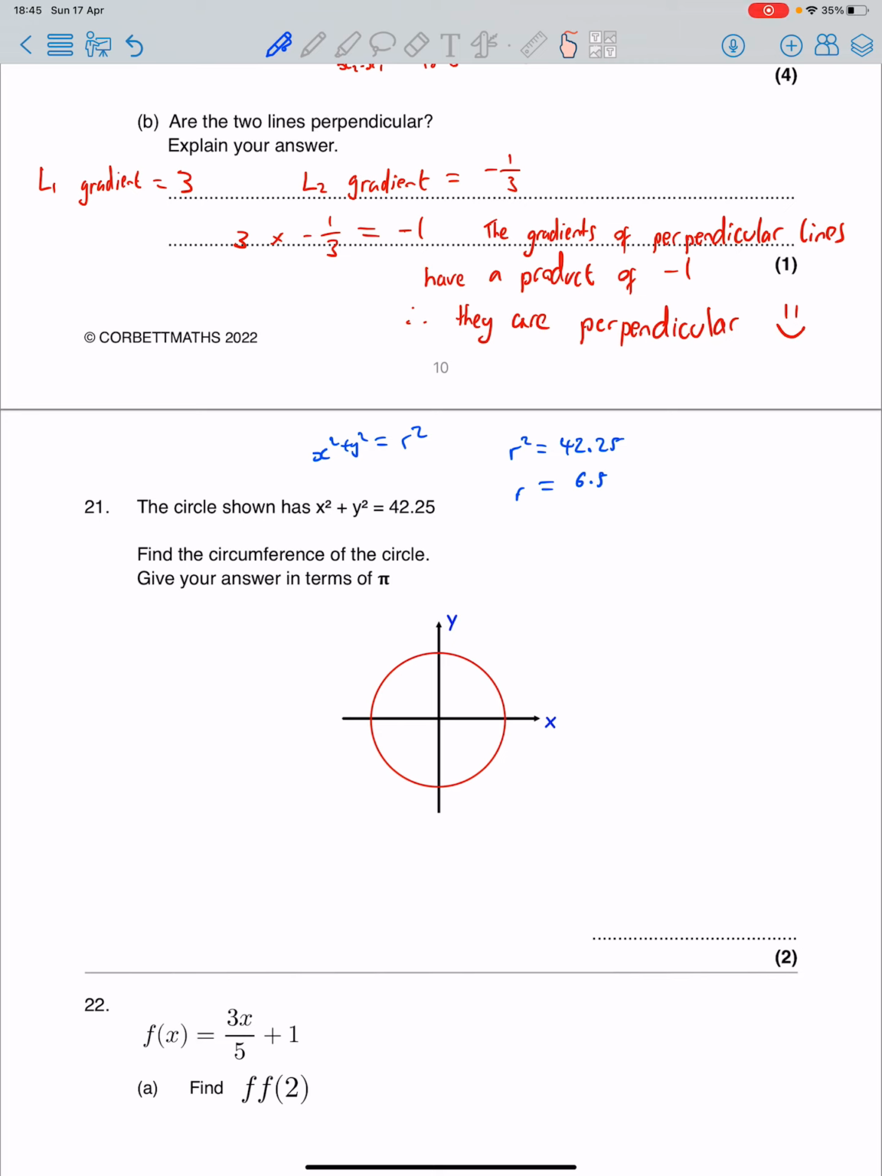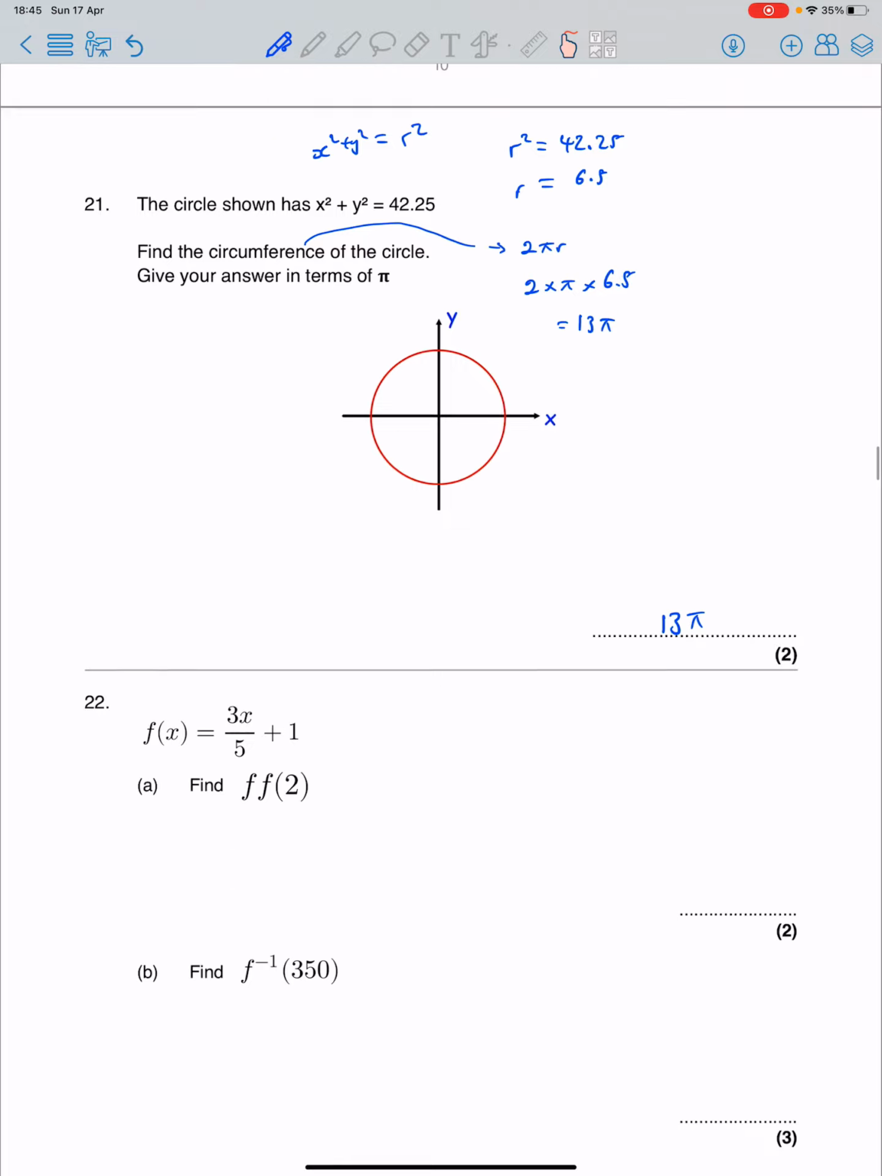And then circumference, well, that's equal to 2 pi r or pi d, however you want to look at it, it's the same thing. So we have 2 times pi times 6.5, and that's going to be 13 pi. So 13 pi is our answer in terms of pi.